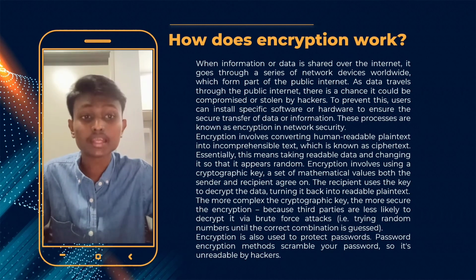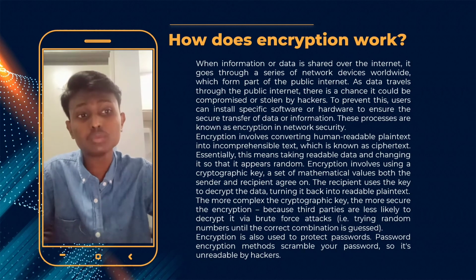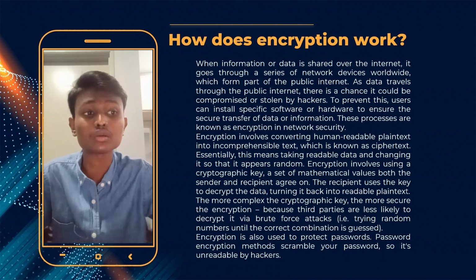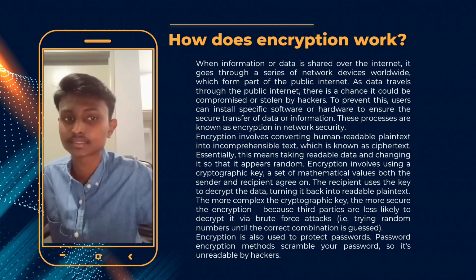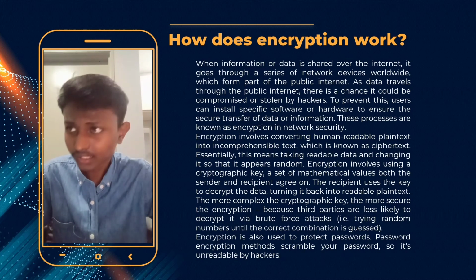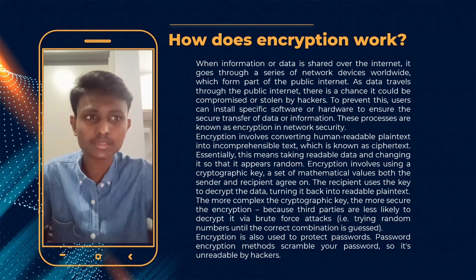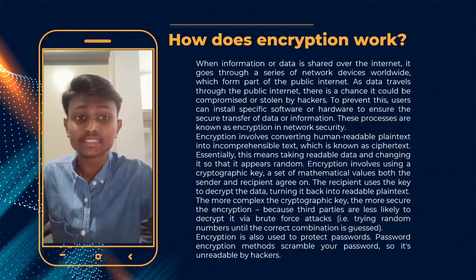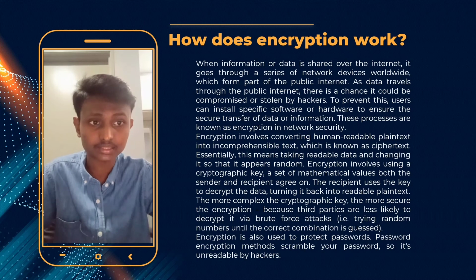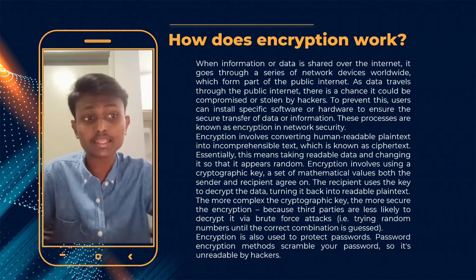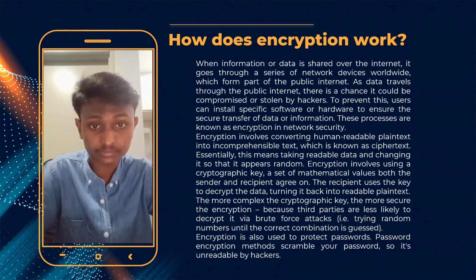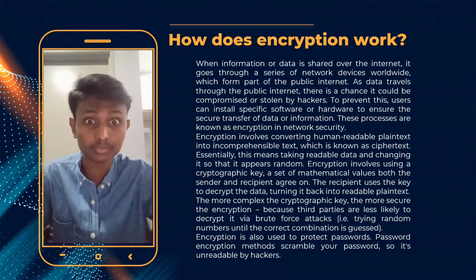Okay, the next. Encryption involves converting human-readable plain text into incomprehensible text. Okay, this is plain text: text that we can read, such as A, B, C, D or 1, 2, 3. It changes into what is known as ciphertext. It means taking the readable data and changing it to appear random, so it won't show the alphabets or numbers.